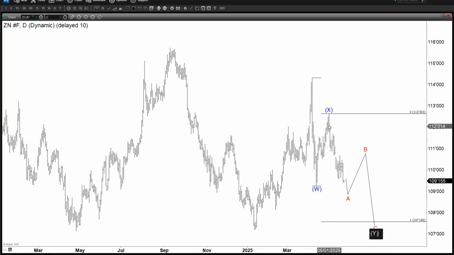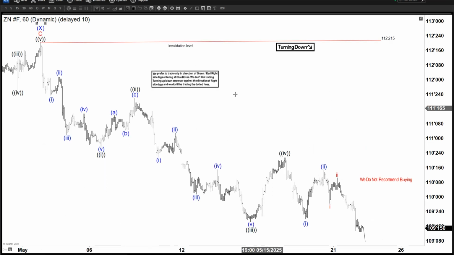But for now, because we're not really talking about the long term, we are simply talking about the A leg here, which is still in progress until we get a 5 waves subdivision completed from this peak. So, a shorter cycle: therefore, expect any rally to fail in 3 7 11 and continue to go down.